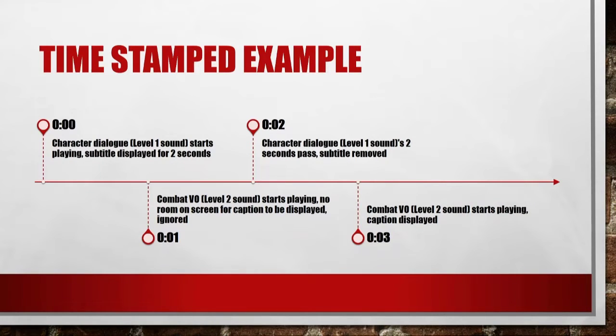So in this example here, let's say you have a character dialogue story, that's our level 1 sound, starts playing. We know that character is gonna be speaking for 2 subtitle seconds, and then a second in, we have some less important combat VO that's happening. Just drop it. Let that important subtitle stay on screen so it doesn't get lost. And then after it's removed, you can go back to playing your lower level combat VO, right? I understand that on really action-heavy games, there's gonna be a lot happening. But make sure the most important things get through.